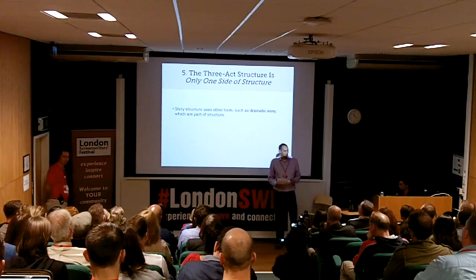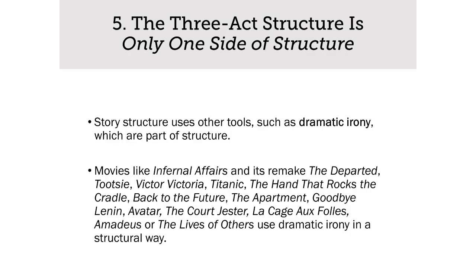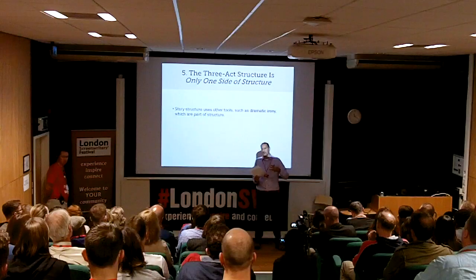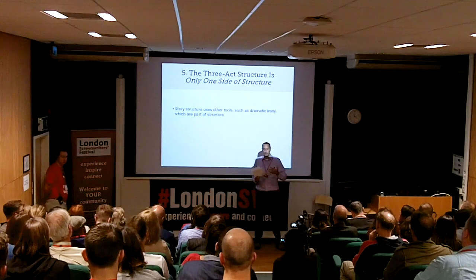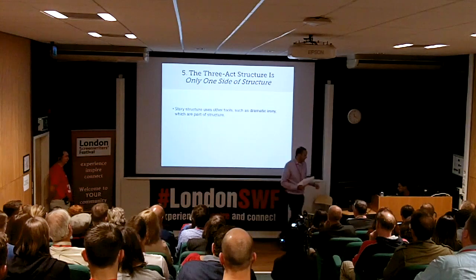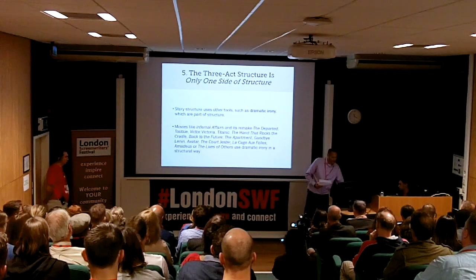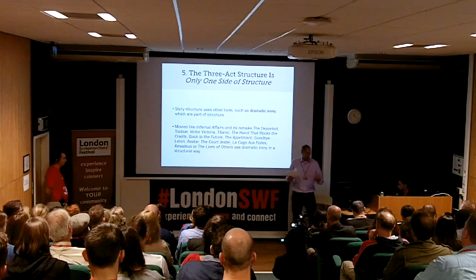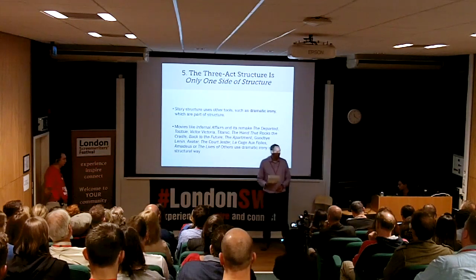The fifth point about story structure is that story structure uses other structural tools, such as dramatic irony, which we're going to discuss quite a lot. And these tools are part of structure. If you don't understand dramatic irony, if you don't understand managing information and how it can be structural, then you're missing a really big part of story structure. And that's what I'm going to discuss a little bit more today.